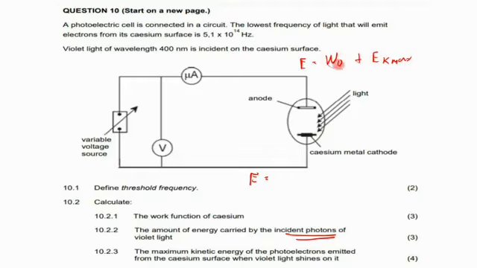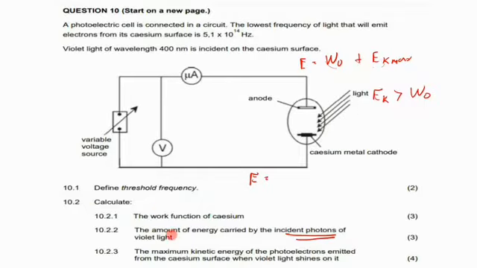So work function is the minimum energy needed to emit electrons from a metal surface. But this E here is the energy of a photon, and this EK max here is the kinetic energy of an electron after it is emitted from the metal surface. This is the energy that it will be able to move with. Remember, kinetic comes from the word kinesis, which means movement, right?